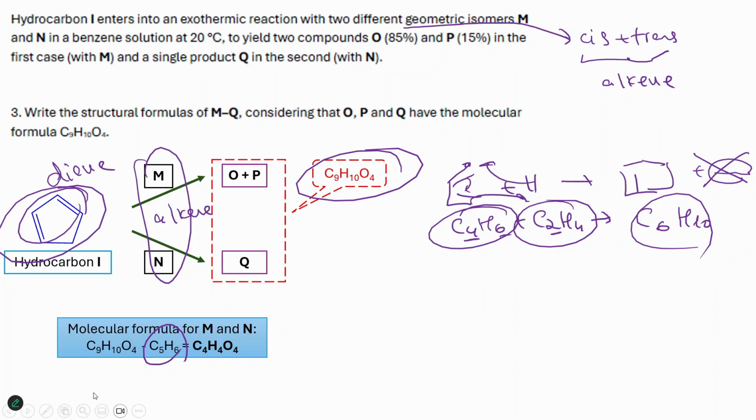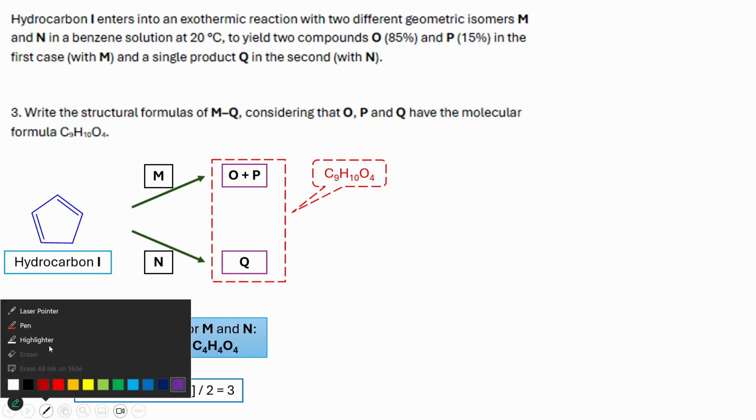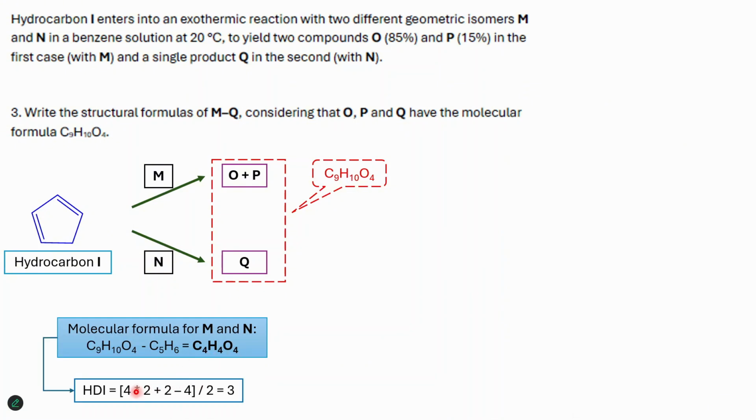So by applying this, we find out that the molecular formula for M and N is C4H4O4. So based on that, we can find the HDI. For 4 carbon atoms, the maximum number of hydrogens we can have is 4 multiplied by 2 plus 2, which is 10, but we only have 4.